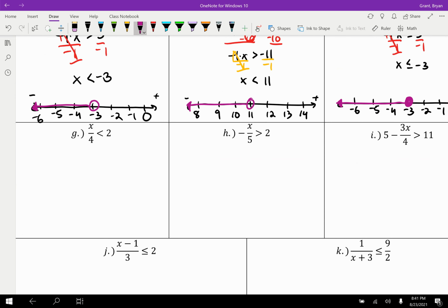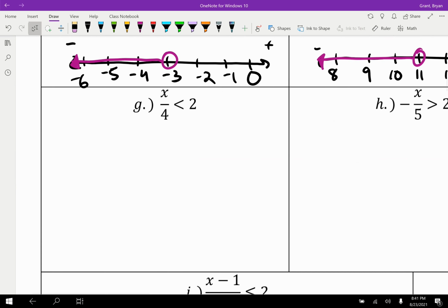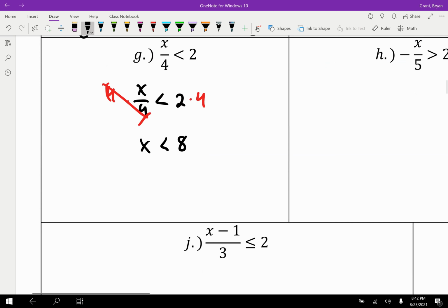Next up, x divided by 4 is less than 2. All right, let's see how this one goes. X divided by 4 is less than 2. Because x is being divided by 4, we will multiply both sides by 4. Notice we're multiplying by a positive, so we do not switch the sign. This becomes x is less than 8.